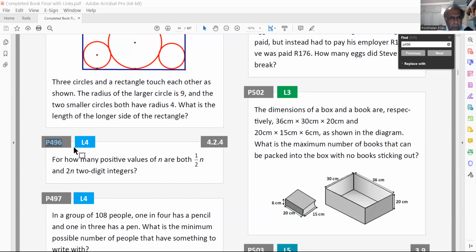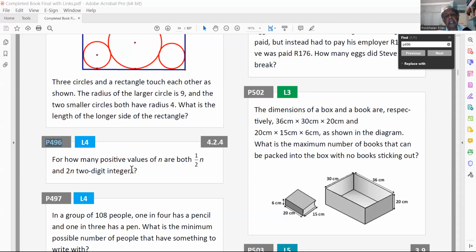The next problem that we want to look at is problem 496. And you can see what it is. It says, for how many positive values of n are both half n, or n over 2, and 2n two-digit integers? I'll repeat that. For how many positive values of n are half n and 2n both two-digit integers?